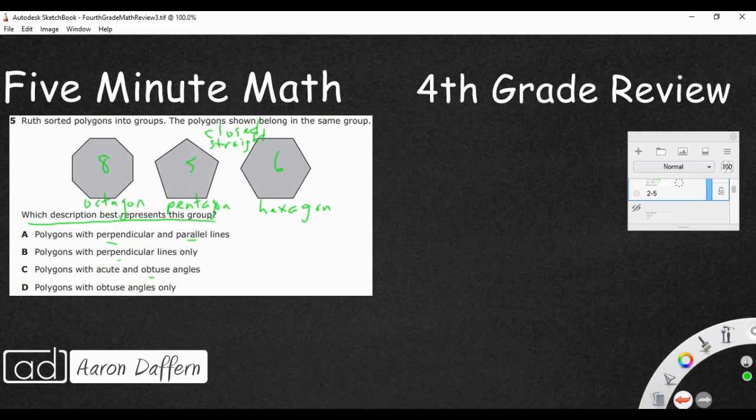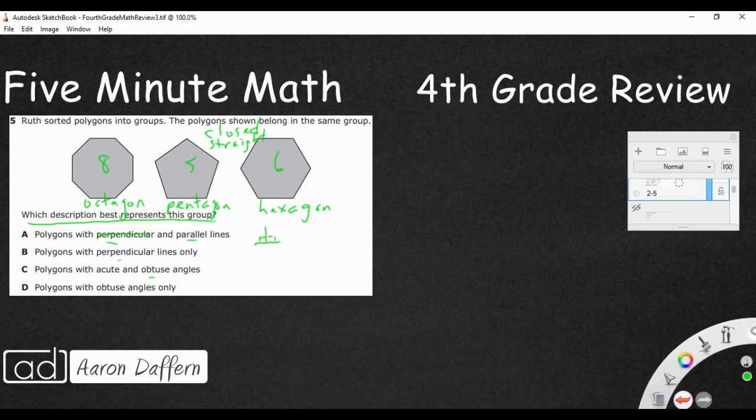Let's start with A here. Polygons with perpendicular and parallel lines. Well, the problem is there are no perpendicular lines in these shapes at all. Perpendicular lines form 90-degree angles. They form right angles, straight up and straight across. There's none of those in here.